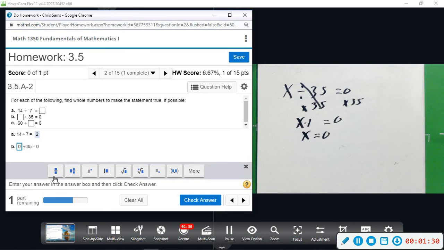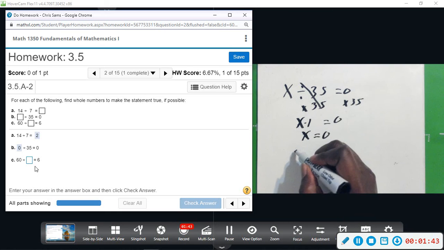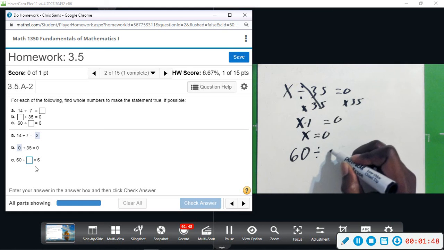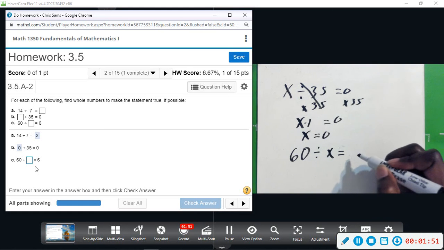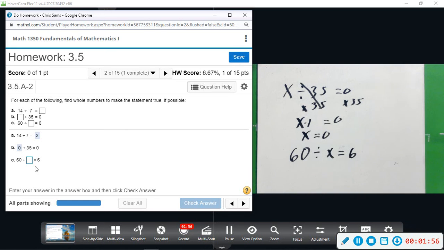So 0, and then 60 divided by some number will give us 6. So again, you can kind of work backwards with some algebra. 60 divided by some unknown equals 6. So here we're dividing by x, so what we would want to do is multiply by x.